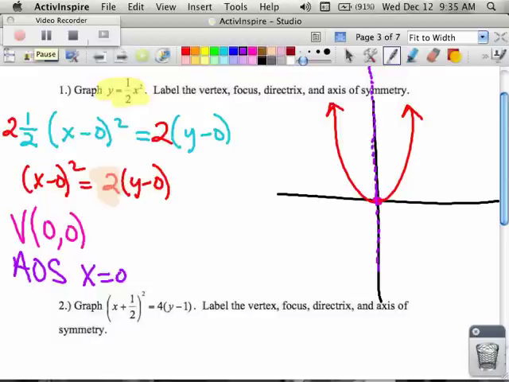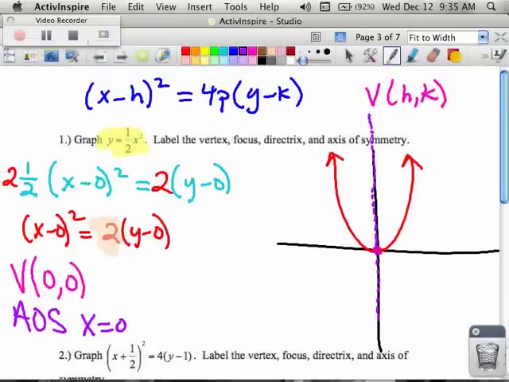After you put down your vertex and your axis of symmetry, the most important thing that you can do next is to find p. Not the kind in the toilet, but the kind in your equation. If you look back up at the standard form of this equation, what you'll notice is that on the right-hand side, you see this thing called 4p.